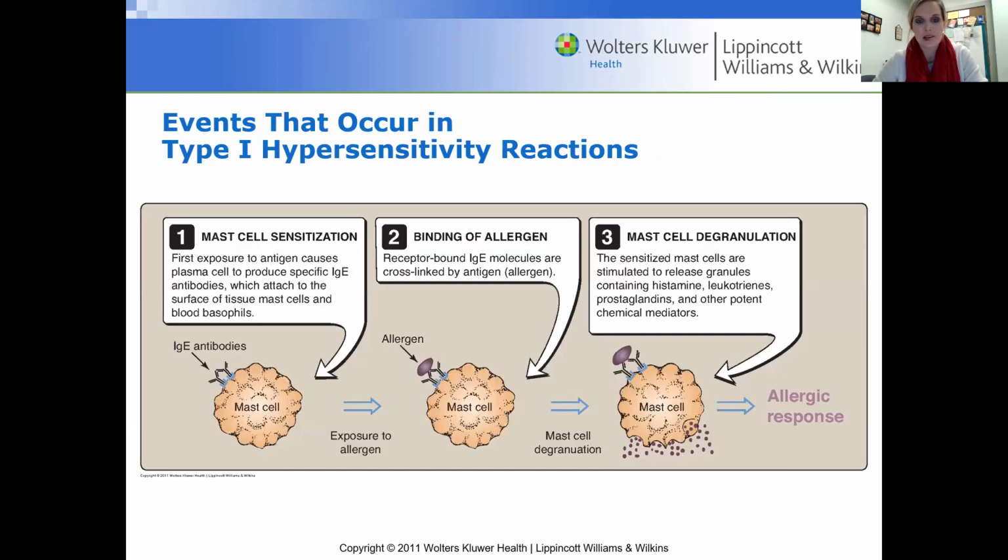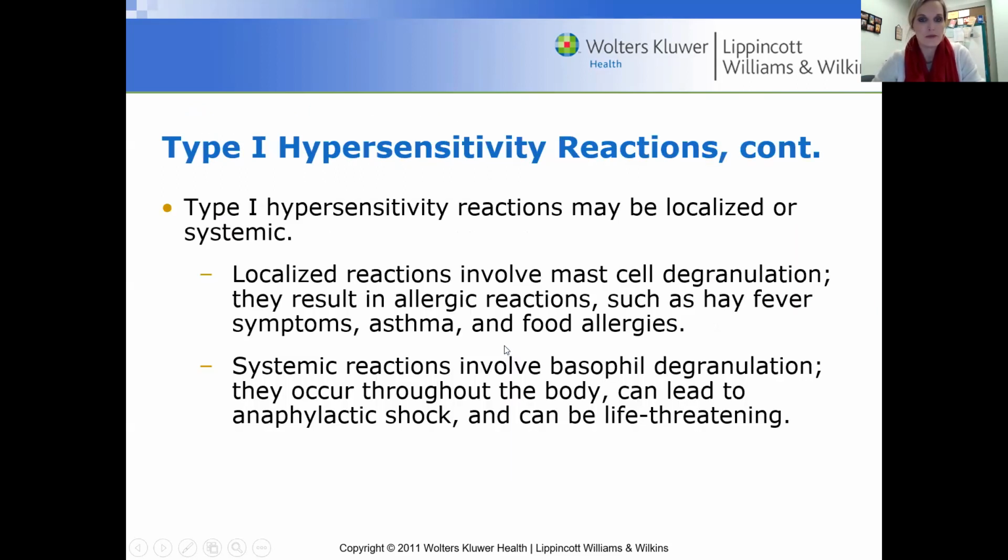Okay, and I mentioned too, we don't have to know the specifics of what happens to create that allergic response. I'm going to skip through that. I do want you to be familiar with that type 1 hypersensitivity reactions could be either localized or systemic. So we've talked about that before. Localized, again, meaning that it just stays local to an area. So such as a bee sting, sometimes we just see swelling around where that bee sting occurs. So it's not as severe. So they result in allergic reactions such as hay fever symptoms, asthma, food allergies sometimes can just be localized.